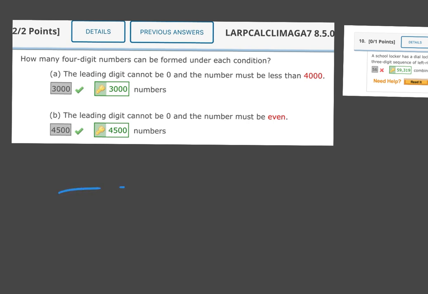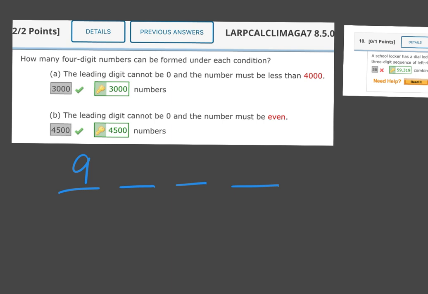So I know it's 4 digits. Instead of assuming that it's all one number, I separate it out into its 4 parts. Normally it would be 10, 10, 10, 10, because you could go from 0 to 9 for 1 digit. But it says the leading cannot be 0, which means this is now 9. And the number must be even.